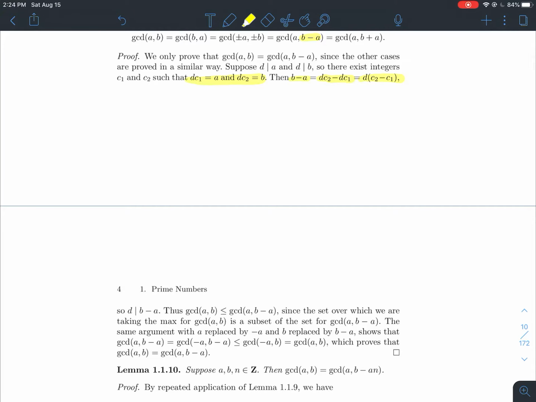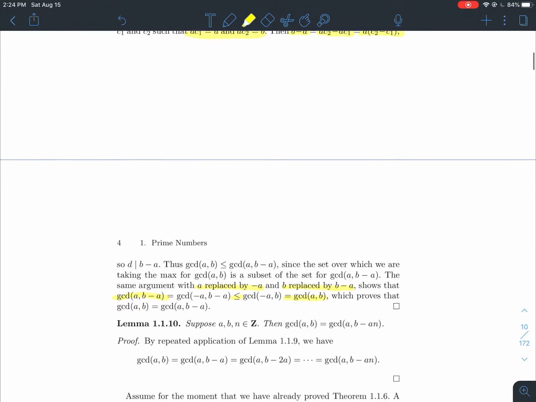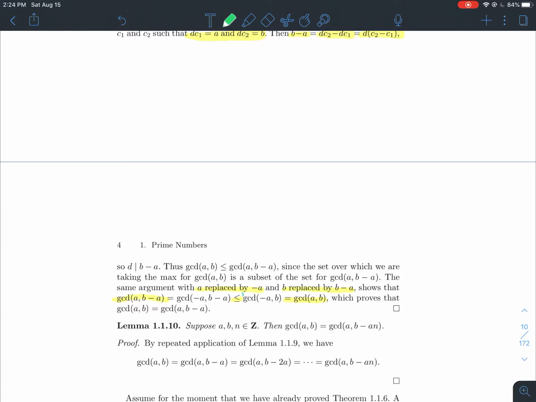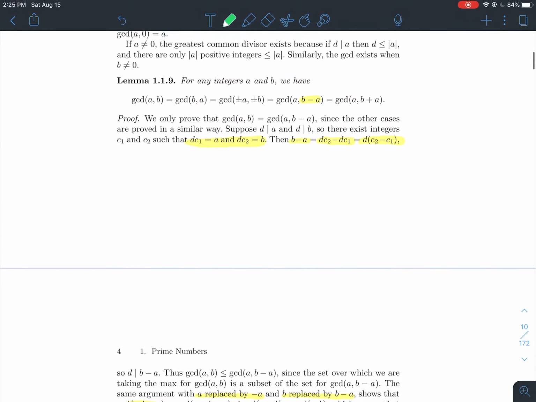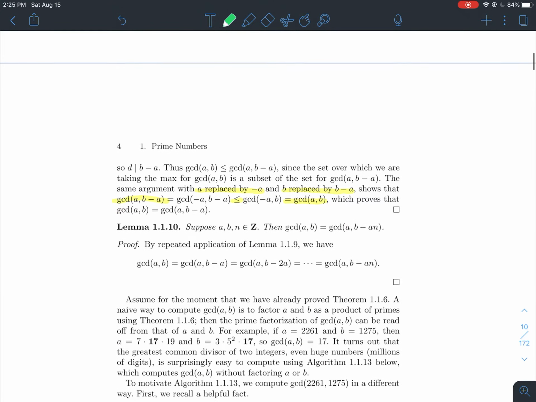Okay, that's pretty cool. So that shows this inequality here. And again, we just need to show the reverse inequality is true as well. And that's pretty quick if you just reverse the roles: replace A by negative A and replace B by B minus A, and do pretty much the exact same argument to show that the GCD of A and B minus A is less than or equal to the GCD of A and B. It's a very similar argument. And of course, now that we have this less than or equal to here combined with this one here, that's how we get the equality here. So we'll use that a little bit later. Remember, lemma 1.19. I'll use it again toward the end of the video.